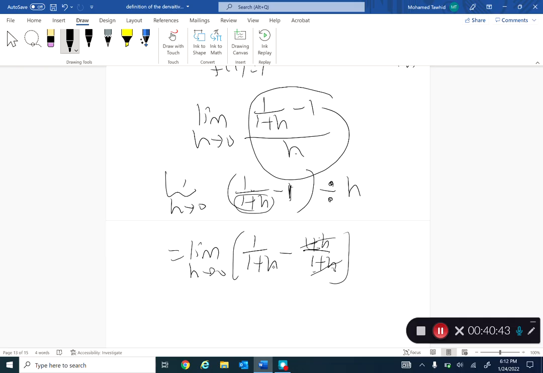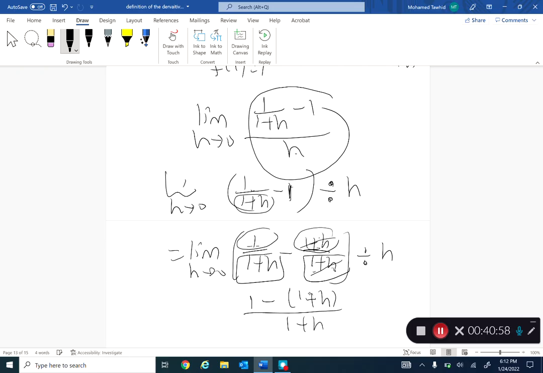So now I can combine those together. How to combine this? The whole thing divided by h. So 1 minus whatever you have up here. Here you have 1 plus h, you have here 1 plus h. So you have 1 minus 1 plus h over the whole thing 1 plus h, right? Because I can combine them now. The whole thing divided by h.